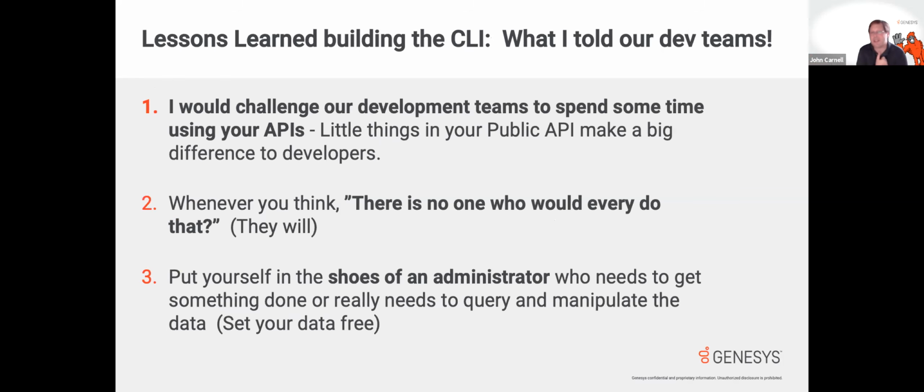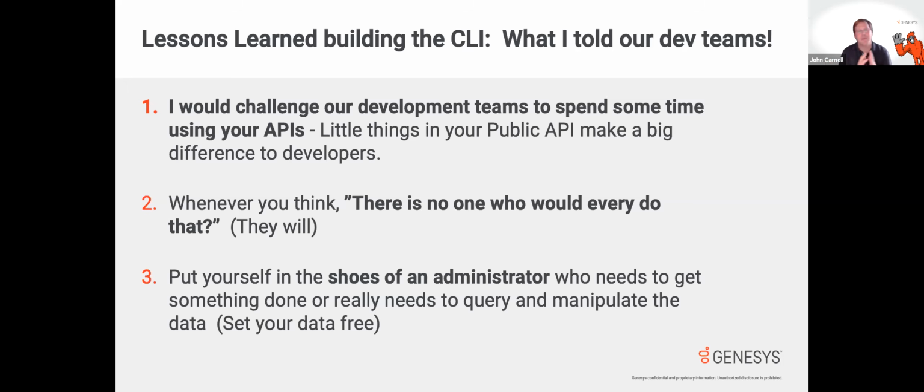Okay, so I'm going to share with you real quick what we told our dev teams, because a lot of them are new to the CLI. I challenge our dev teams: spend time using your own APIs. Little things in our public APIs make a big difference to people who consume them. I am a public API developer, and I'll be the first to admit there's stuff in there that's not always good. Whenever they think no one would ever do that with your API, there is, and there's usually a really good reason for it.